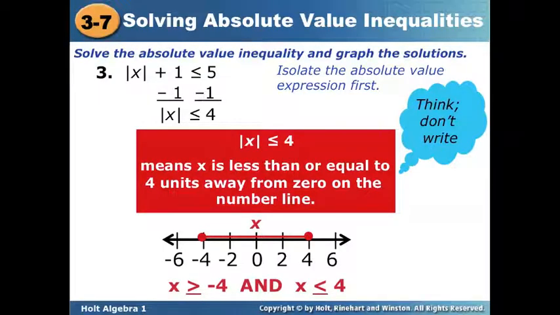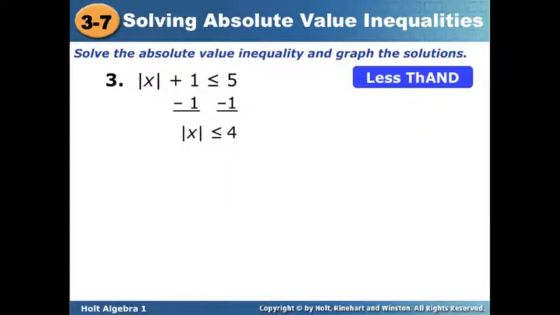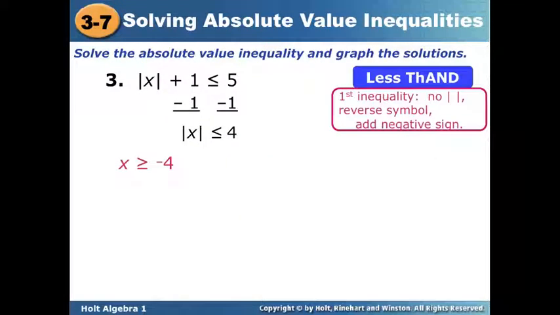This means that x is going to have to be greater than or equal to negative 4, and x has got to be less than or equal to positive 4. And these are the 2 inequalities that we will use to solve. This is a less than because of the symbol. This is an and compound inequality. X is greater than or equal to negative 4. We reverse the direction of the inequality symbol and make our number negative. That's the most important step to remember.